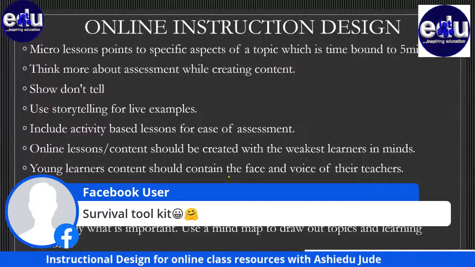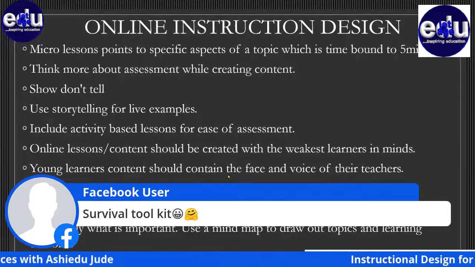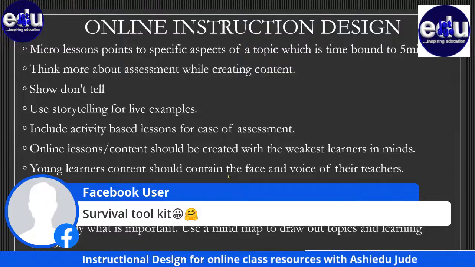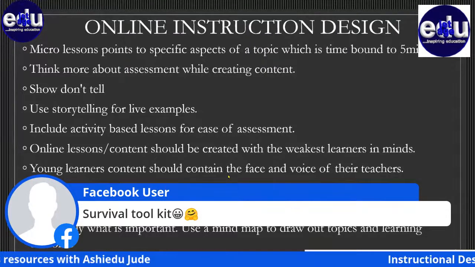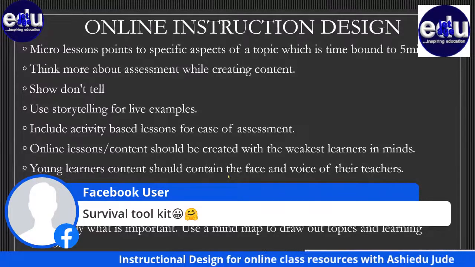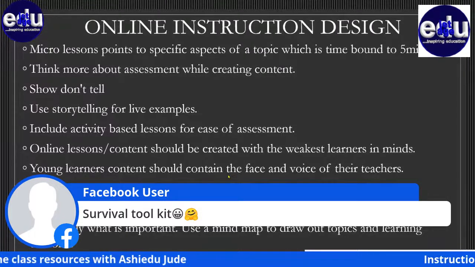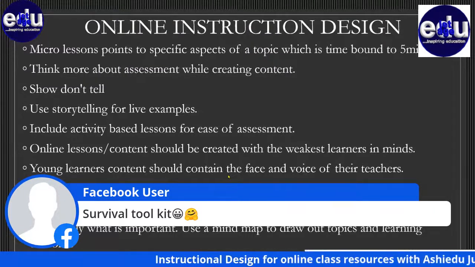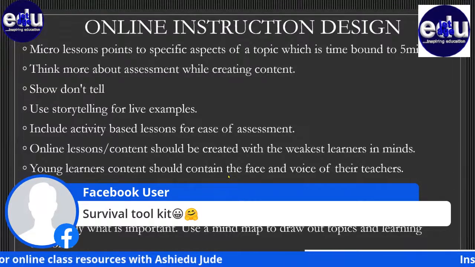Next is include activity-based lessons for ease of assessment. Now, it's difficult to create, for example, a video that is activity-based if you are not really good at creating videos for such purposes. So it's better you look for a short activity. That's why I call it a micro lesson. Just one activity in that video is going to make it easier for you to assess, because you can actually assess an activity using a rubric.